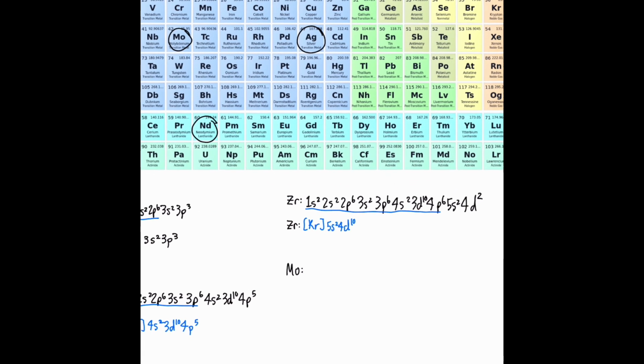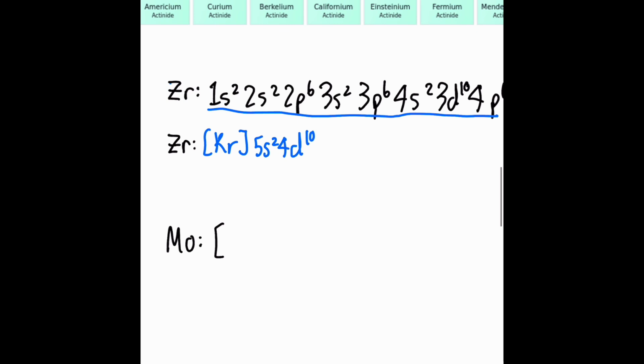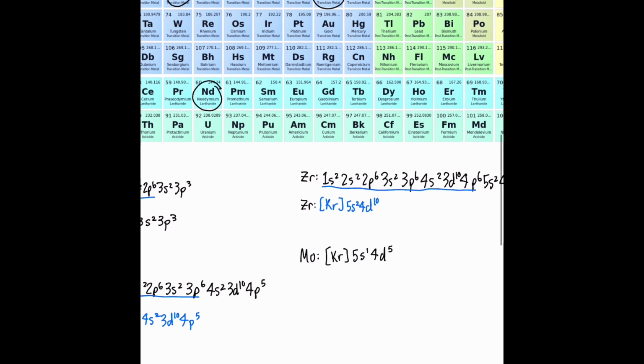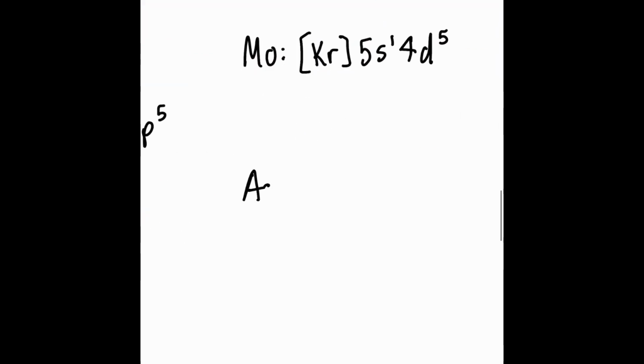So now let's write out the full thing for our molybdenum, which is really close to our zirconium, so let's just go ahead and write this in condensed version. Kr, and it looks like it'd be at 5s2, 4d4, right? No. What we do is we take 1 from our 5s, so it's going to be at 5s1, 4d5, and it's more stable that way. You can probably guess what our silver's then going to be.